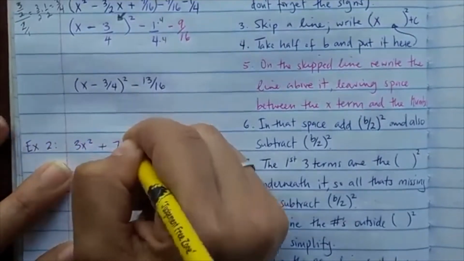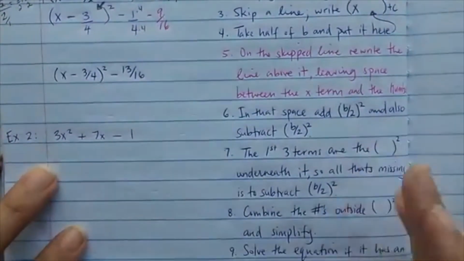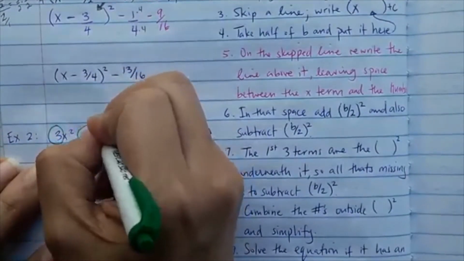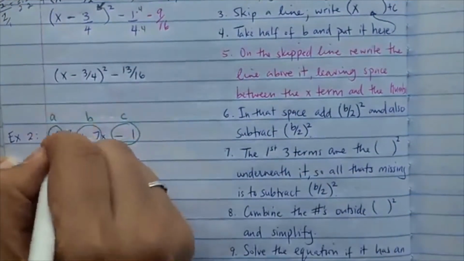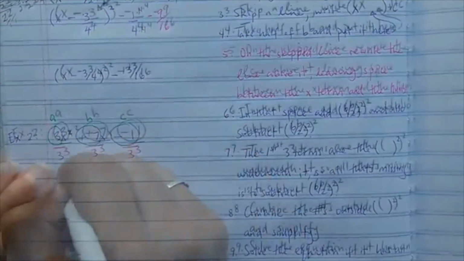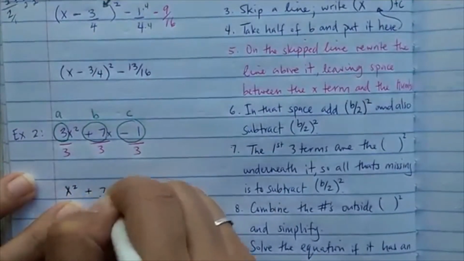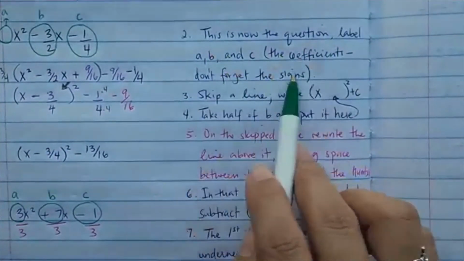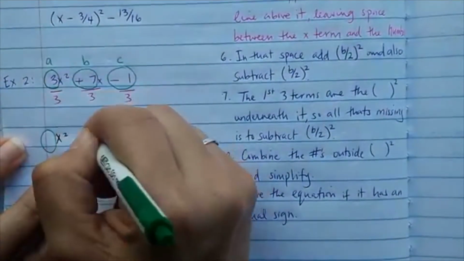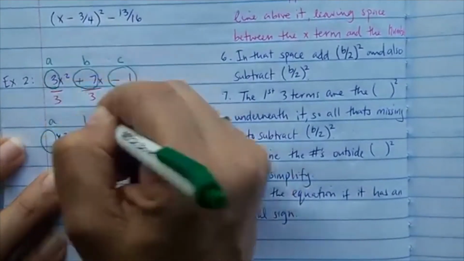So 3x squared plus 7x minus 1. Again, if a is not equal to 1, divide by a. So a is 3 in this case, so we're going to divide everything by 3. Rewrite it, that's my new term, so that's going to be x squared plus 7 over 3x minus 1/3. Alright, label A, B, C, don't forget the signs.